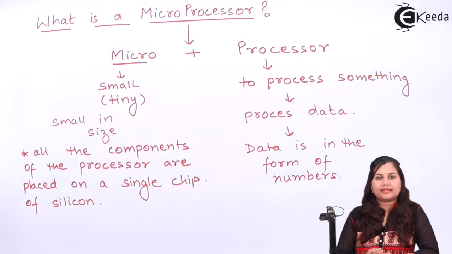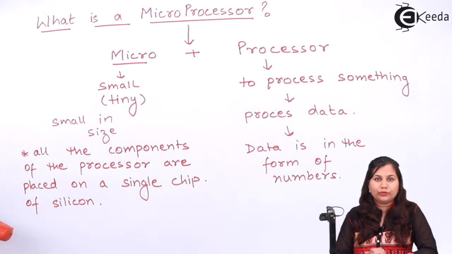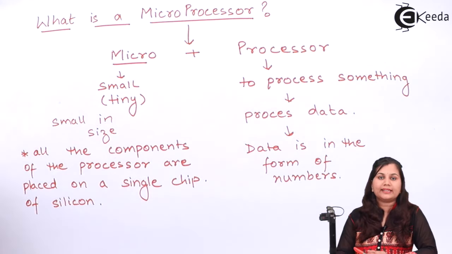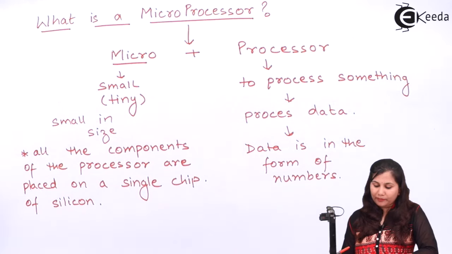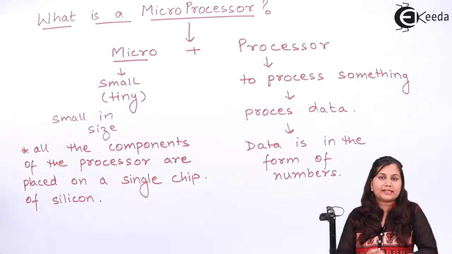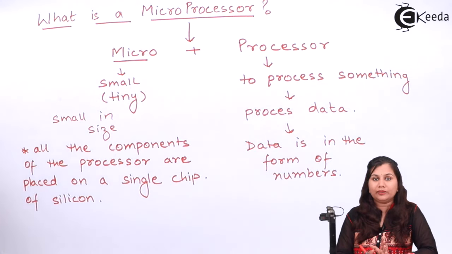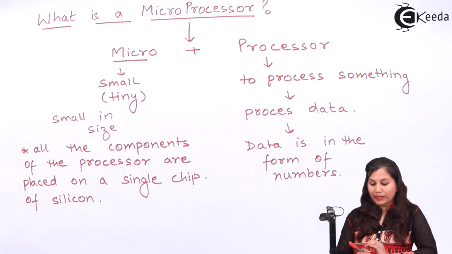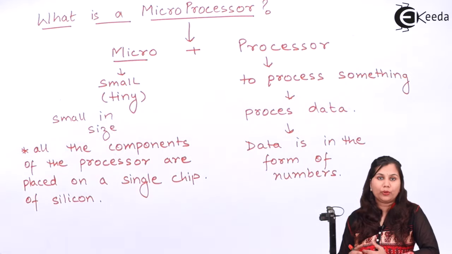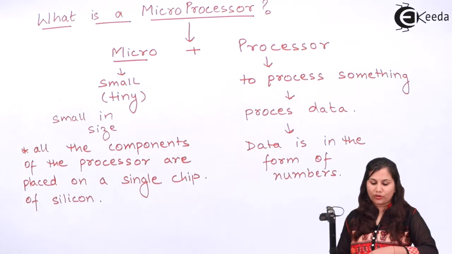Nowadays, microprocessors are very commonly used in mobiles, in TVs, in all electronic devices. And in radars and satellites also, its applications are increasing. So it is playing a very important role in today's technology.